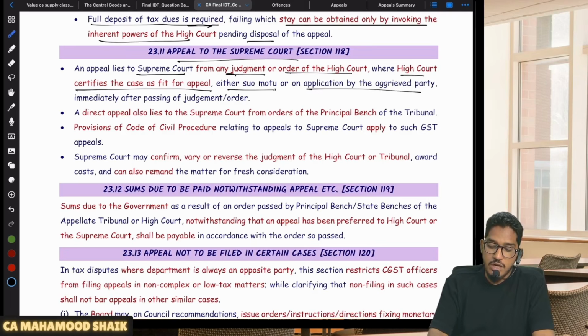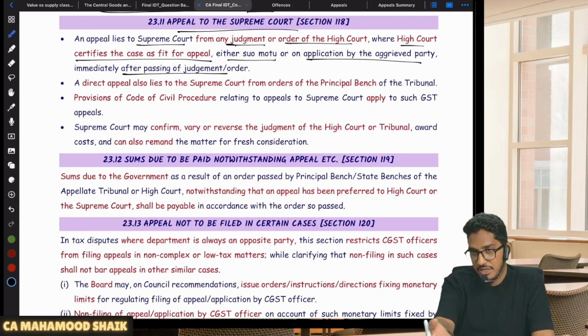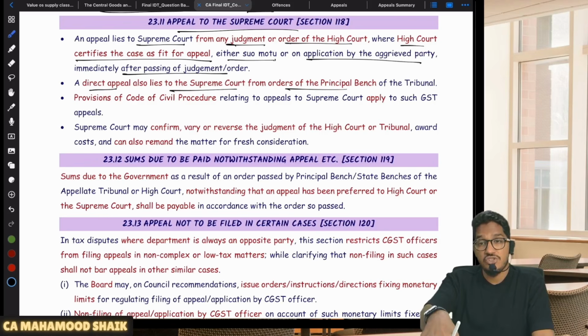Either suo moto or on an application made by the aggrieved party, immediately after passing that judgment or order, the High Court will pass a judgment. After that, either you make a request, saying, 'Sir, you have passed a judgment, but please give us approval to go to the Supreme Court,' or the High Court itself can decide, 'Okay, I have passed the judgment, but still you can go to the Supreme Court.' A direct appeal also lies to the Supreme Court from orders of the principal bench of the tribunal.